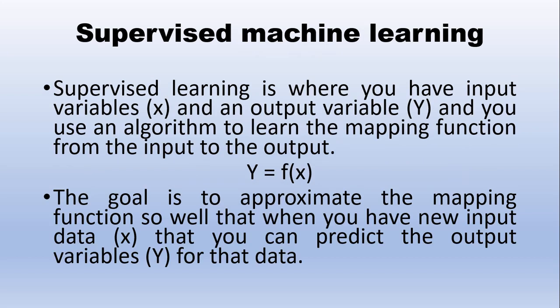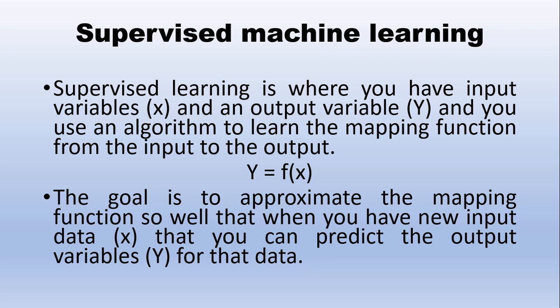And supervised machine learning is where you have the input variable X and the output variable Y, and you use an algorithm to learn the mapping function from the input to the output, such that Y is a function of X. So the goal is to approximate the mapping function so well that when you have new input data, you can predict the output variables for that data.